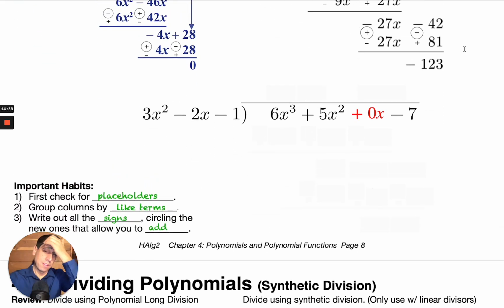Last one. Here it's going to be a little trickier because we've got 3 terms over here. In the divisor, we have a quadratic, a linear, and a constant. But the process is going to be very similar. Notice I've already found my placeholder. It's going to be plus 0x. The problem was originally written 6x cubed plus 5x squared minus 7.